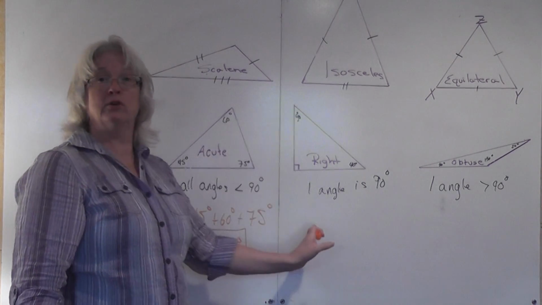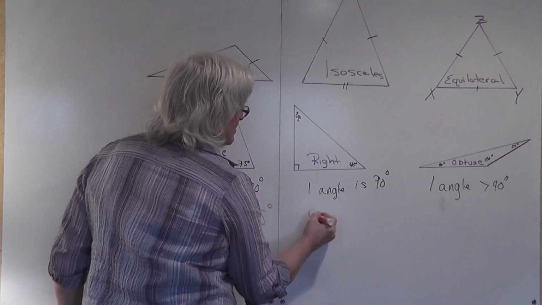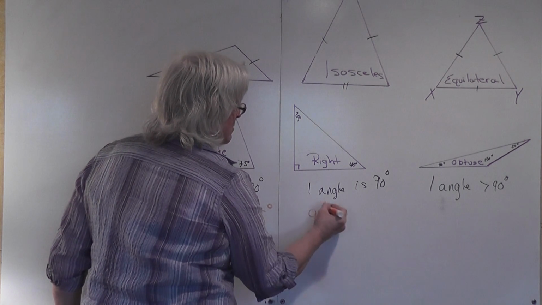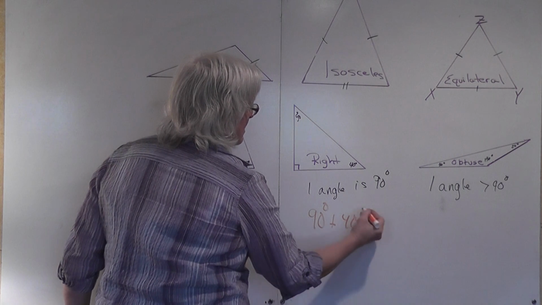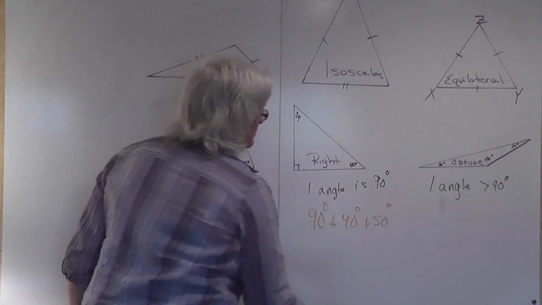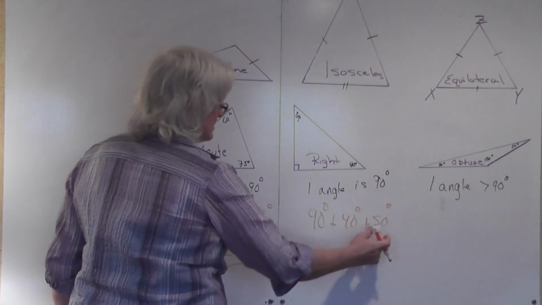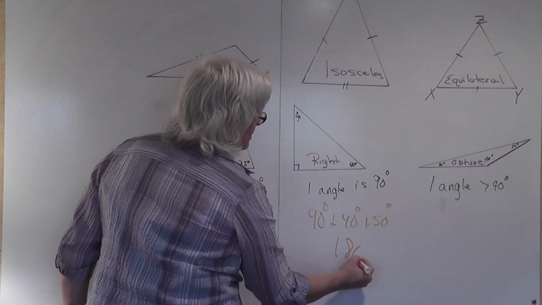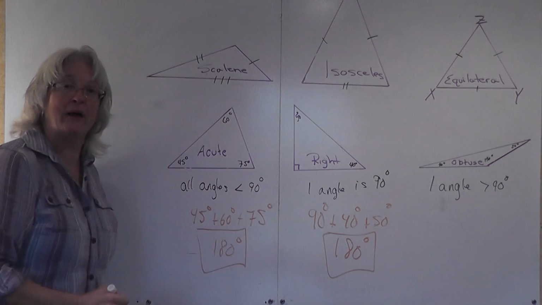Now let's go over here to our right triangle. In a right triangle, one of those angle measurements is always going to be 90 degrees. And in this one, then we have randomly defined measurements of 40 degrees and 50 degrees. 90 plus 90 is 180 degrees. Are we seeing a pattern here?